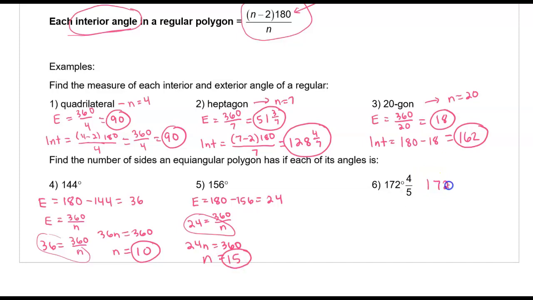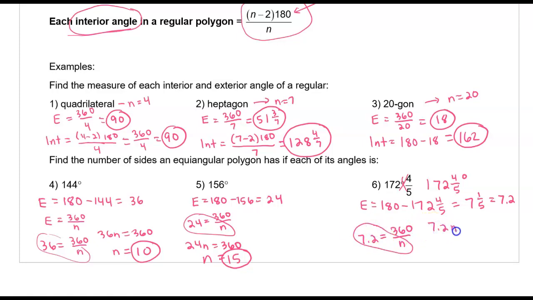This should read 172 4/5 degrees. Sorry about that. Let's find the exterior angle. 180 minus 172 4/5 would give us 7 1/5. That could also be written as 7.2 if you're using your calculator. 7.2 equals 360 divided by n. So if I cross multiply, I get 7.2n equals 360. Divide both sides by 7.2, and the answer is 50.